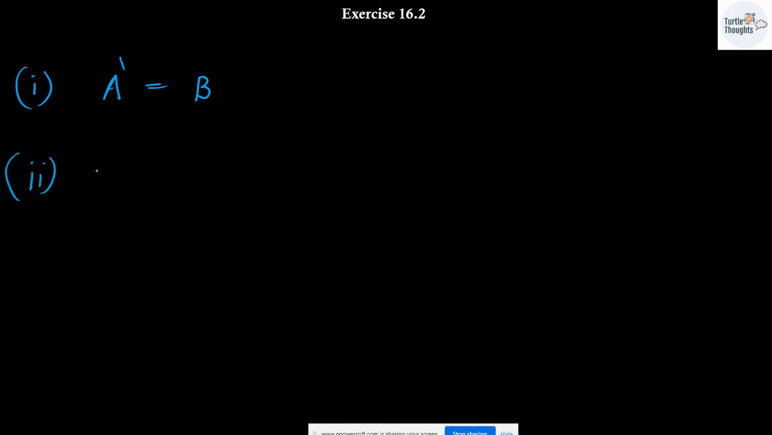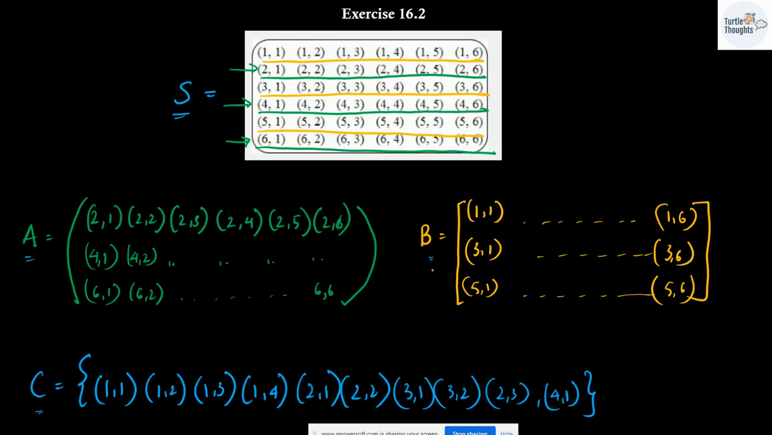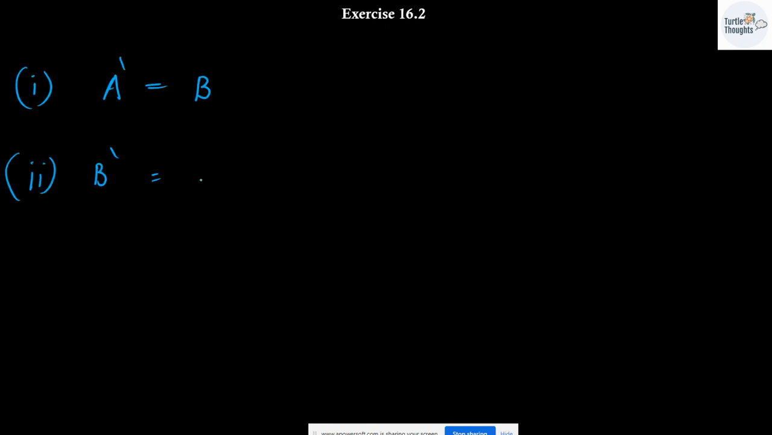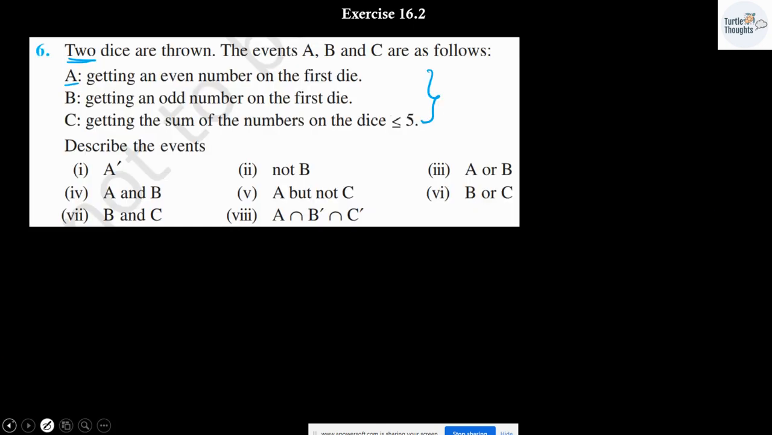Similarly, the second one is B dash. B dash is all the elements which are not in B but they are in S. I can observe first row, third row, and fifth row are there in B. However, second, fourth, and sixth is not there. Second, fourth, and sixth is there in A. So B dash is going to be equal to A.